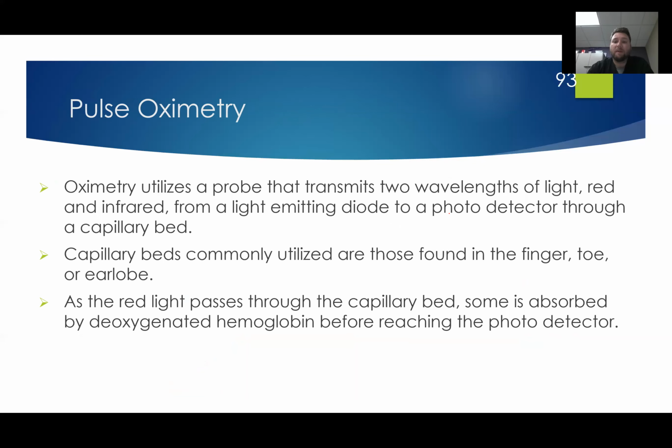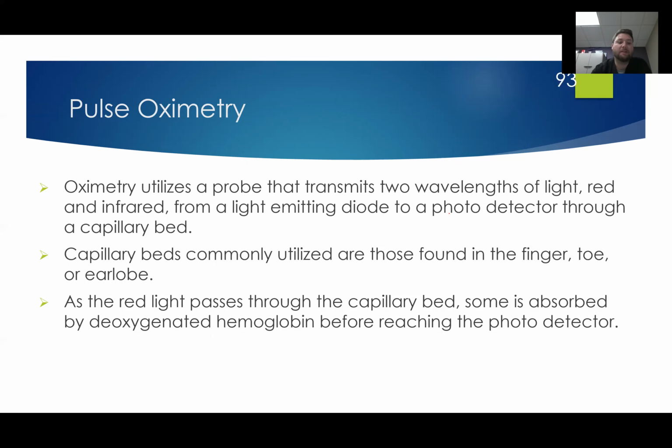So it uses a probe. It transmits the two wavelengths of light, the red and the infrared, right through your finger to the diode on the other side of the finger. So light goes in one side, comes out the other side, and it gets absorbed here into a photodetector, and then that measures how much light made it through.